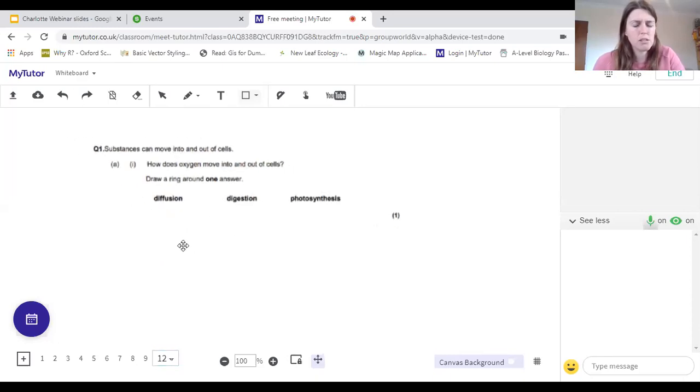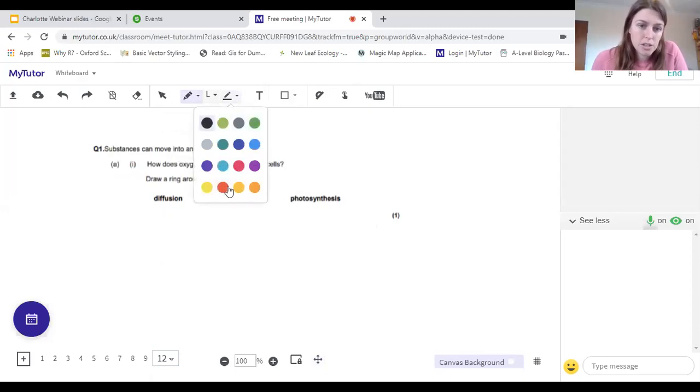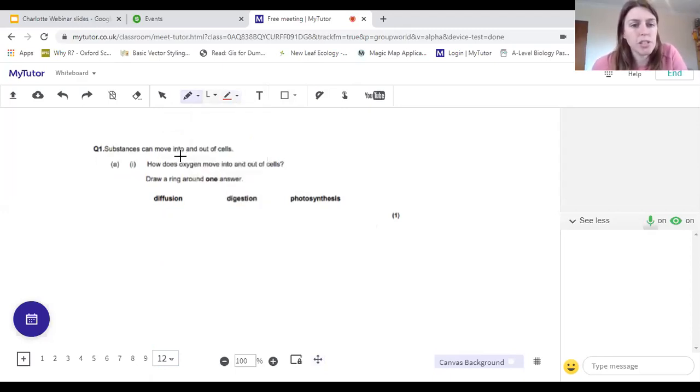Okay, this one's slightly blurry. So question 1. This is a 1-mark question, but we still need to read it carefully. So underline the keywords in red. Substances can move into and out of cells. How does oxygen move into and out of cells? We talked about this earlier in the lesson, how oxygen moves from the lungs to the blood, and then from the blood into the cells of the body. It does that by diffusion, not digestion and not photosynthesis. It's 1 mark, so all we need to do is draw the ring around diffusion.